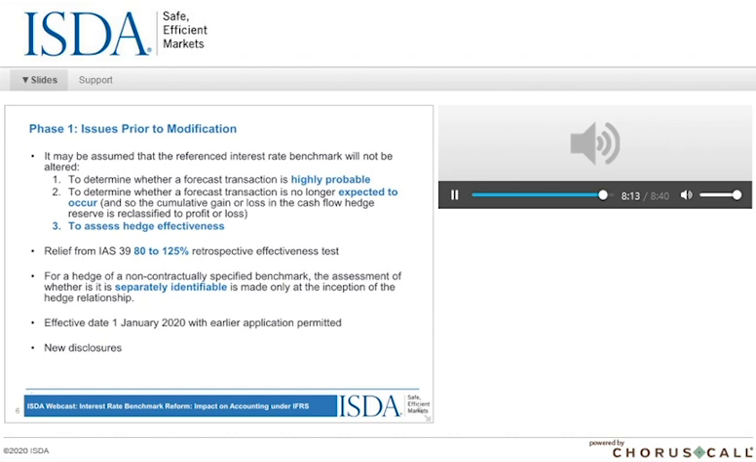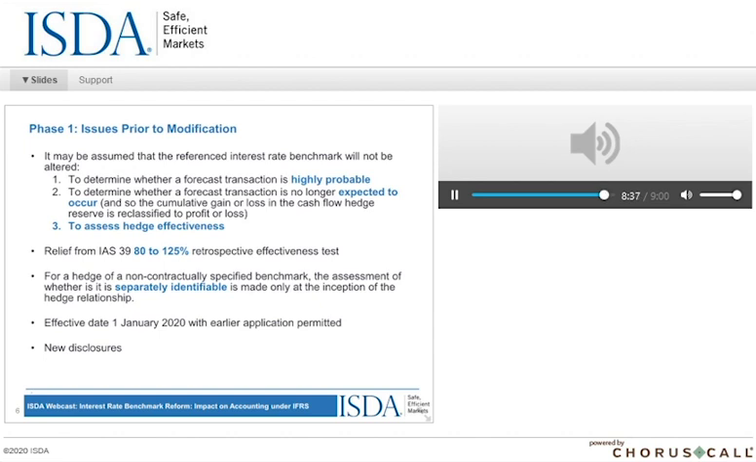Phase 1 also gave relief from the IAS 39 80 to 125% test. So if the hedging derivative is modified before the hedged item, so you have a mismatch between the two, the hedge won't fail, but on the other hand, this does not give relief from having to measure and record ineffectiveness that arises.